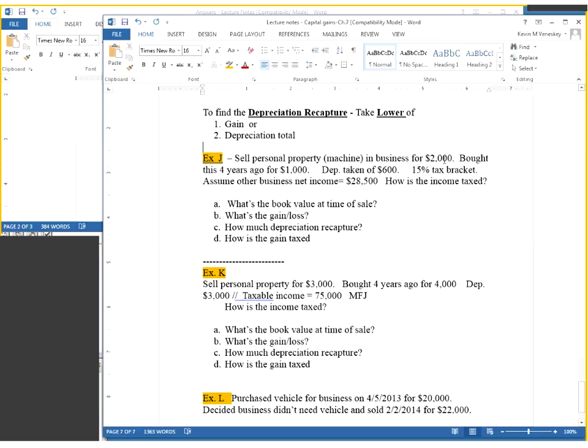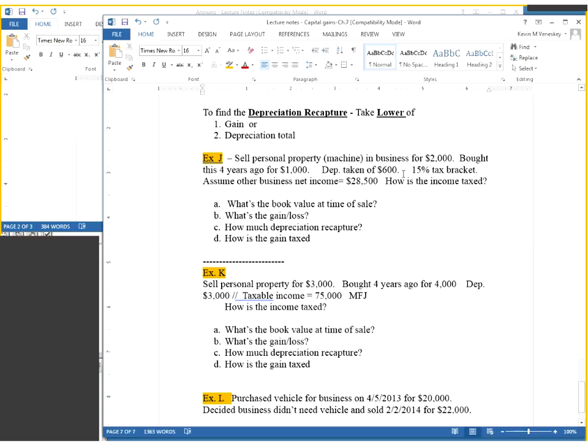We sold a machine for $2,000. We bought it 4 years ago for our business, so it's a Section 1231 asset because I had it for longer than a year, and it's in my business. I bought it for $1,000. I've taken $600 depreciation, so book value of $400 right now. Our company's in the 15% bracket. Net income of $28,500. All right, so let's answer this first question. What is the book value at the time of the sale? I just mentioned that. Book value is $400: what I bought it for minus how much I've depreciated.